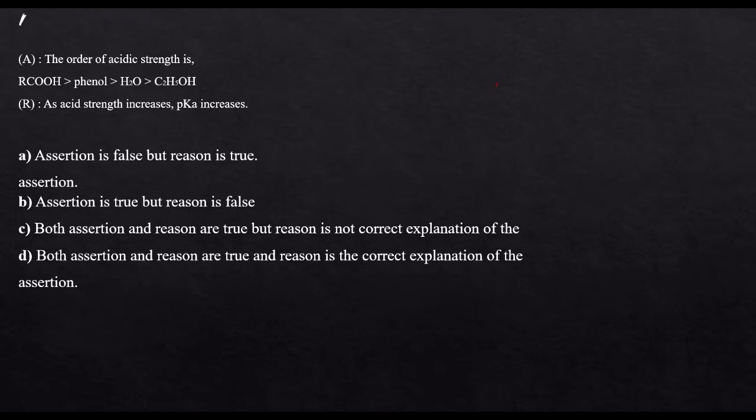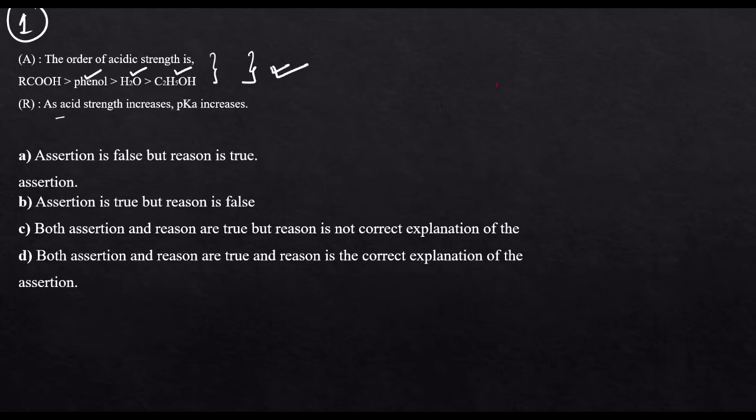Our very first question is the order of acid strength. Here an assertion is given: RCO2H is greater than phenol, H2O, then ethanol, and the reason is given as: as acid strength increases, pK value increases. So we have to consider which of the following will be the correct one. First, for the acid strength, carboxylic acid will have the highest strength, that one is correct. Then phenol, then water, then alcohol.